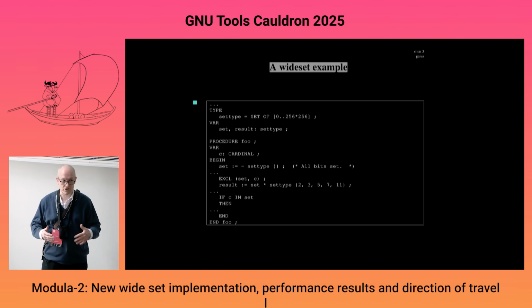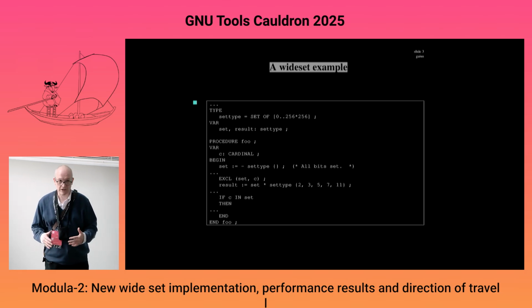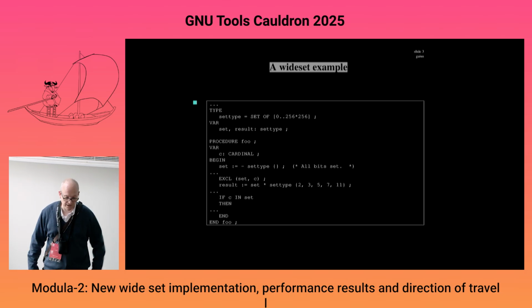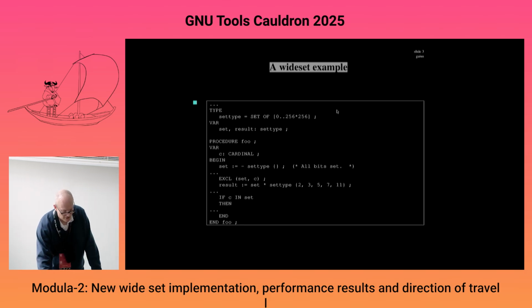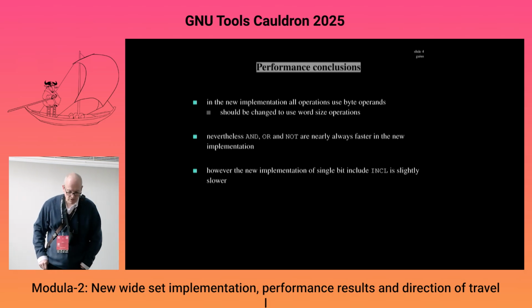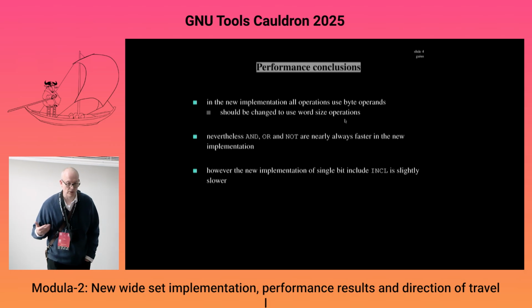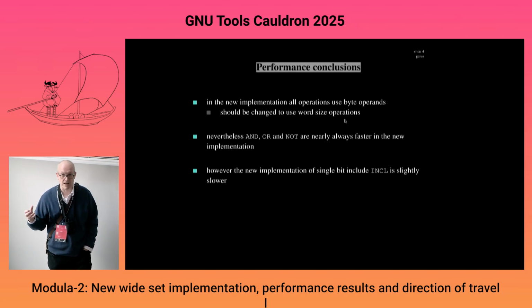And this could easily be set of cardinal. The language doesn't forbid any data. Well, it has to be an ordinal type, but it can be any ordinal type. So it could be a very large set indeed. And here I've obviously only chosen 65,000. Anyway, in the new implementation, all the library operations use byte operands.